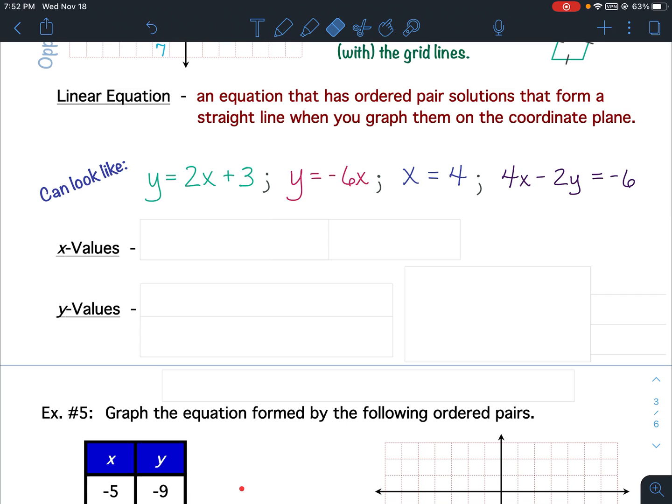For each one of them, they have x values and y values, or ordered pairs, that would be solutions for them. So your x values are your input values. In other words, it is what you plug in. Pause your video and get that written down.